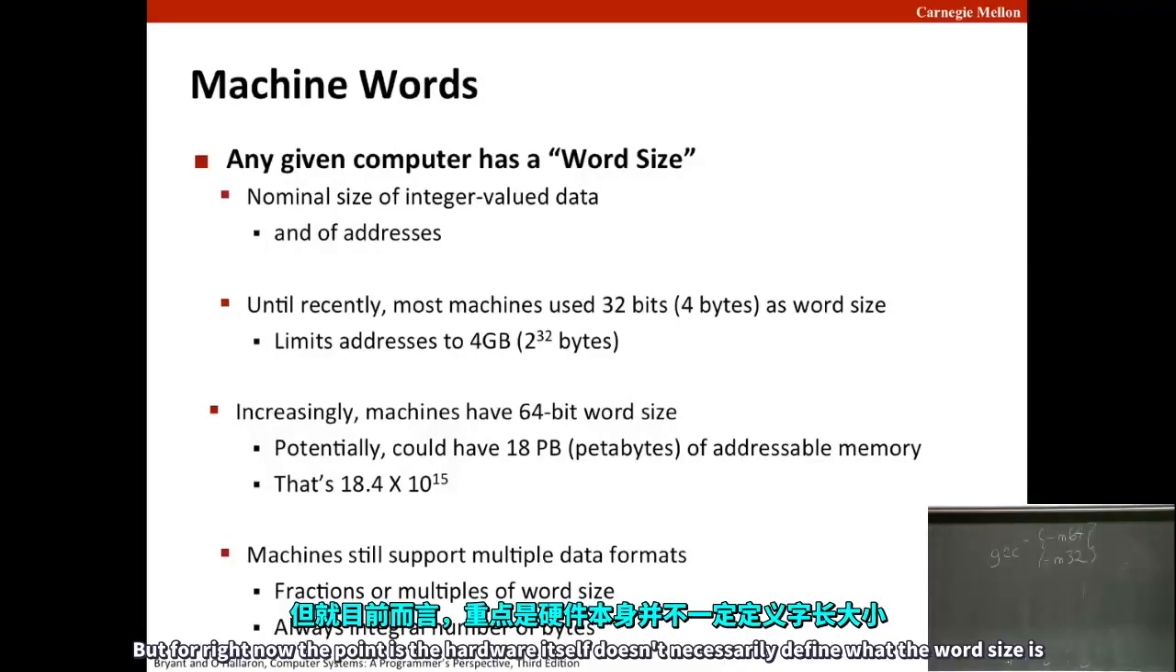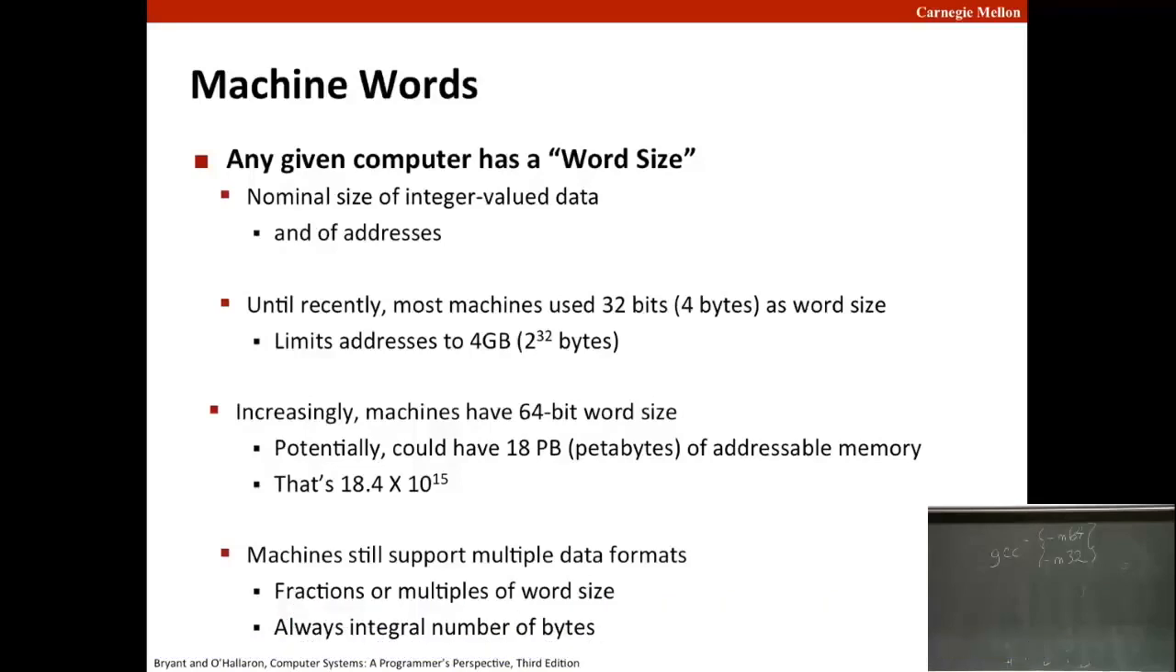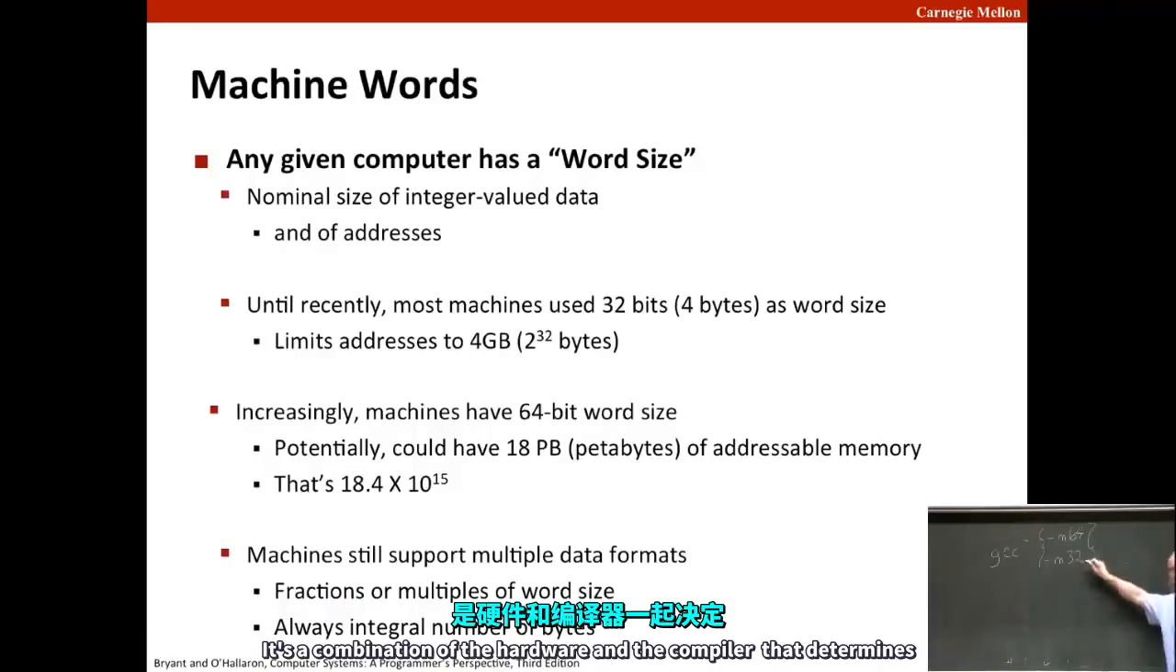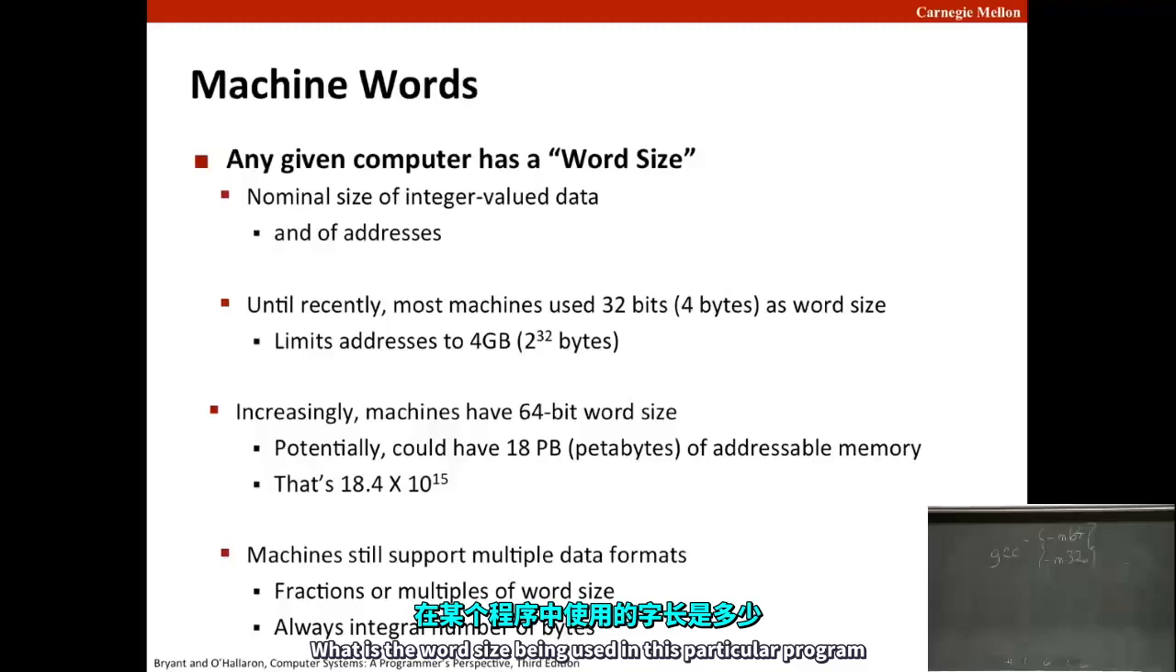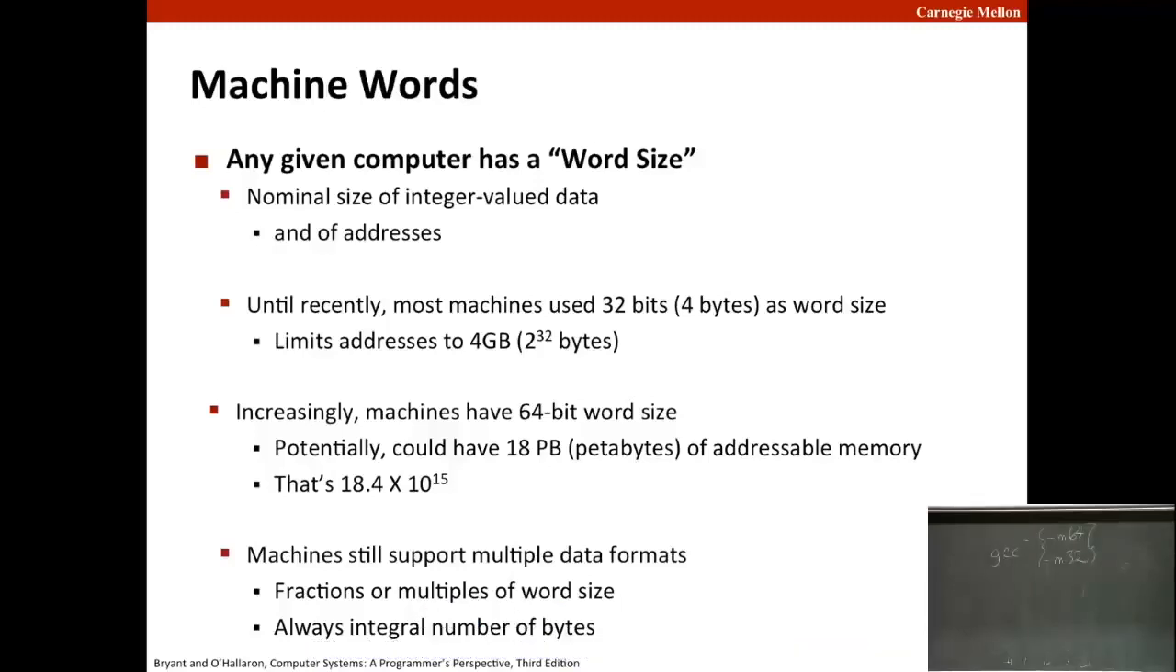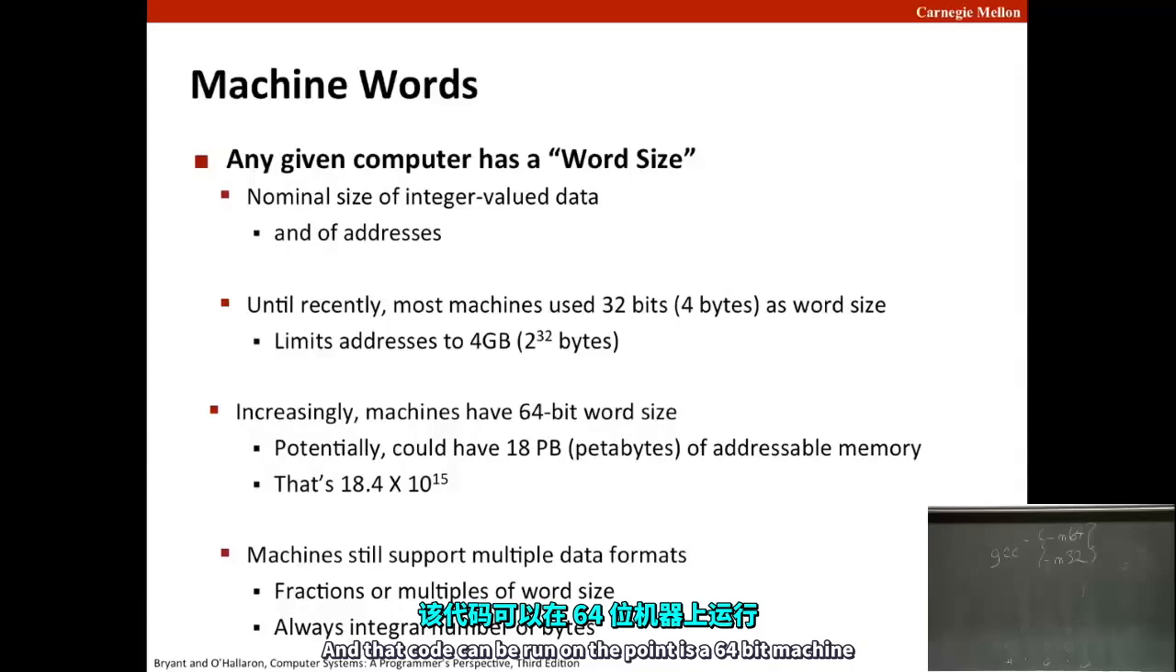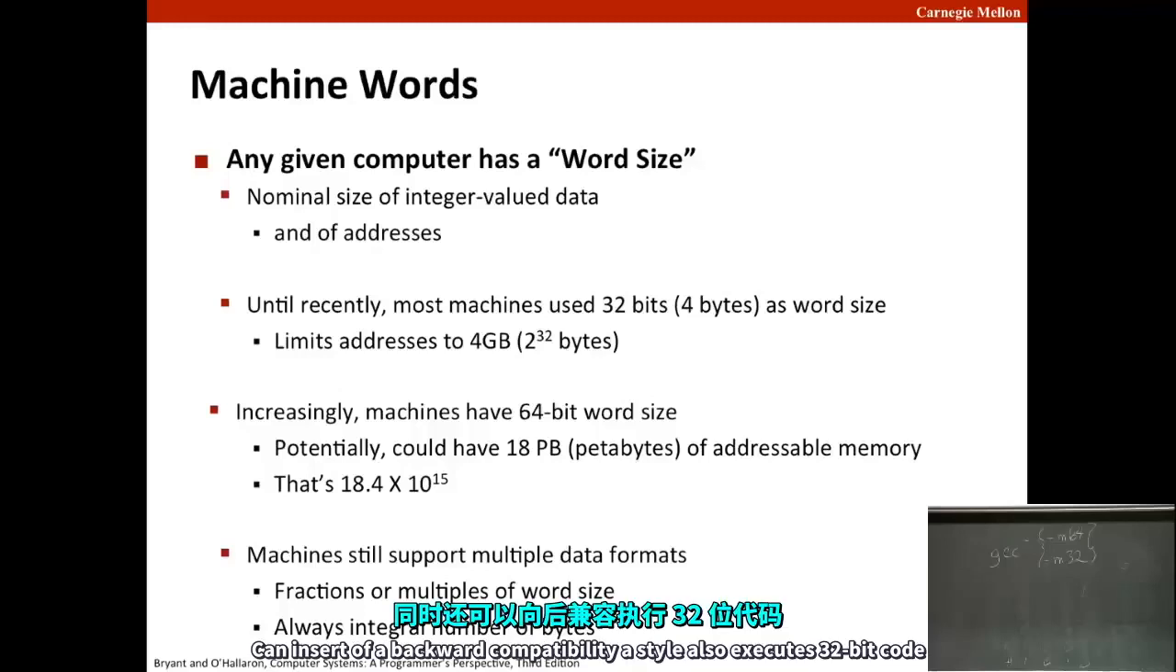But for right now, the point is the hardware itself doesn't necessarily define what the word size is. It's a combination of the hardware and the compiler that determines the word size being used in a particular program. And that code can be run on a 64-bit machine such as we have, and most machines are nowadays, which can, in a backward compatibility style, also execute 32-bit code.